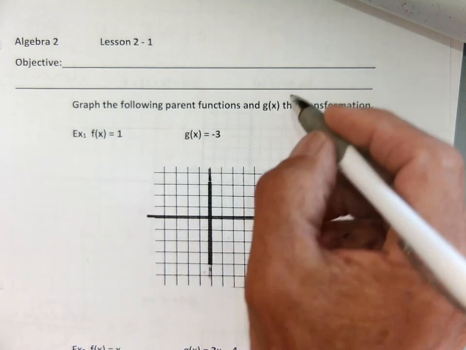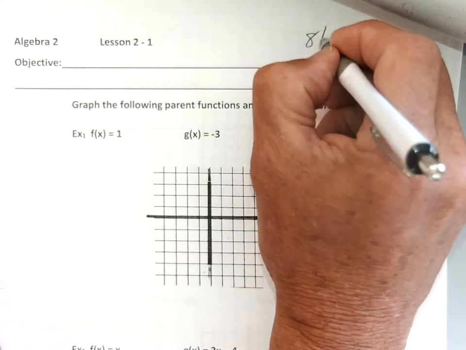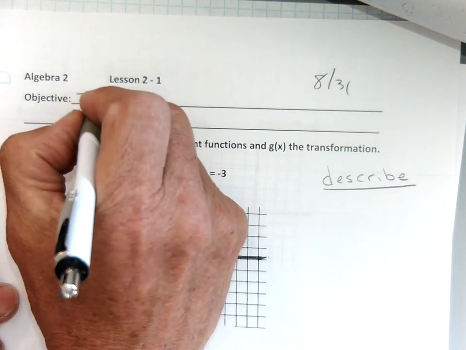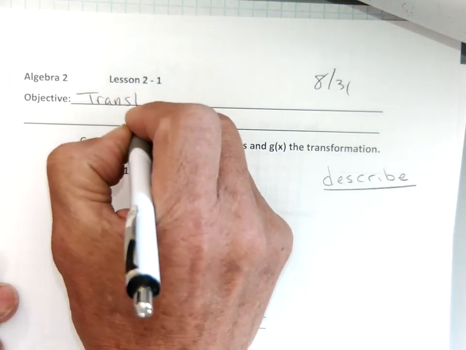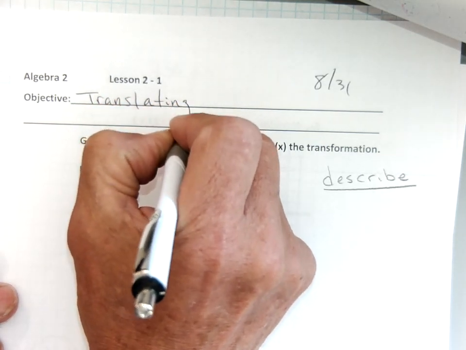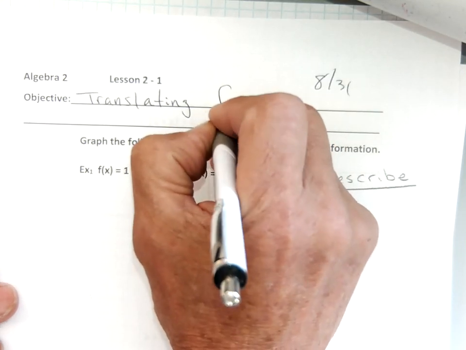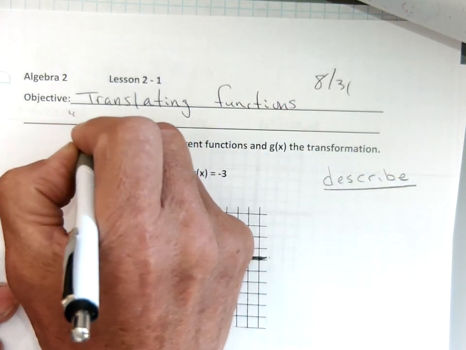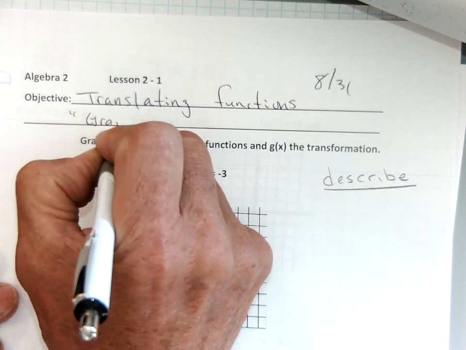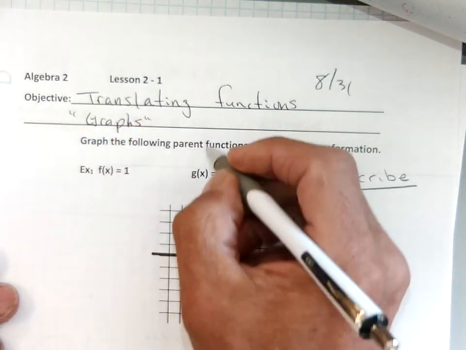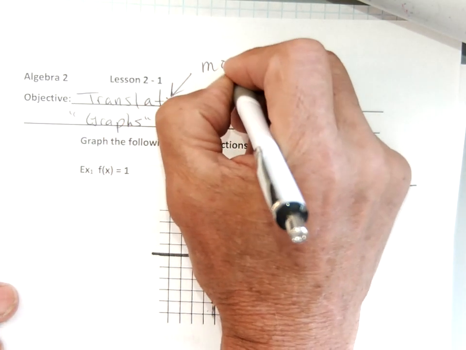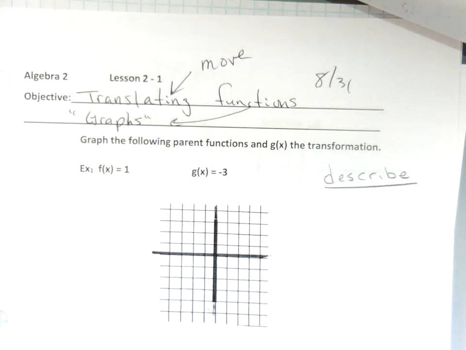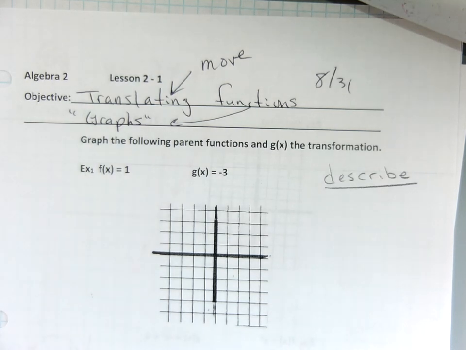Okay, so today's date, 8/31. Our objective is called translating functions. And functions is a fancy word for, right now, functions mean basically graphs. And translating means simply to move. Translating means move. Functions means graphs. We're going to take graphs and move them. Okay?